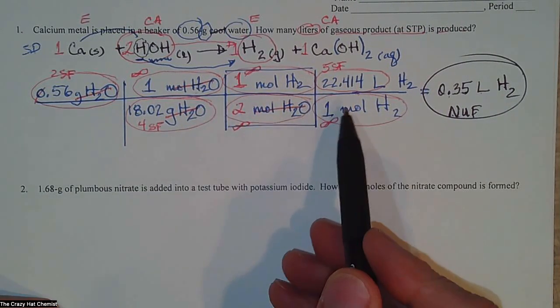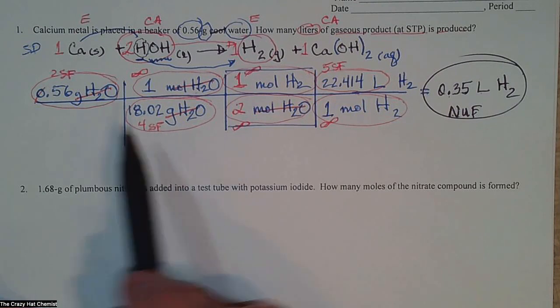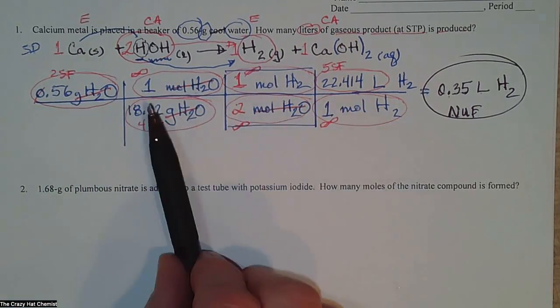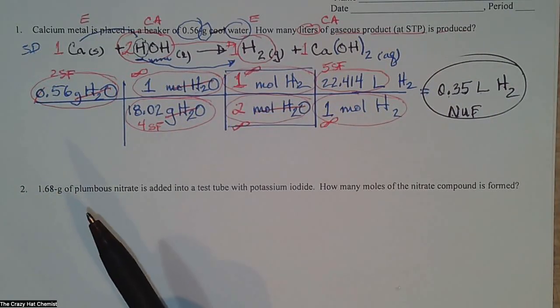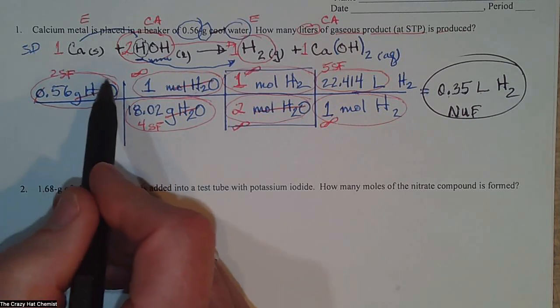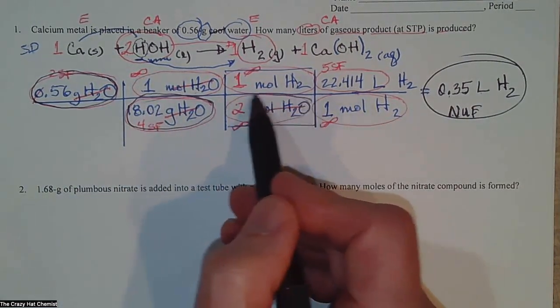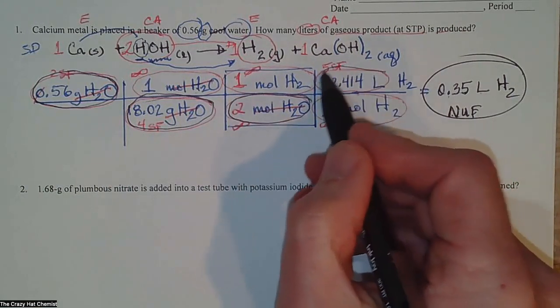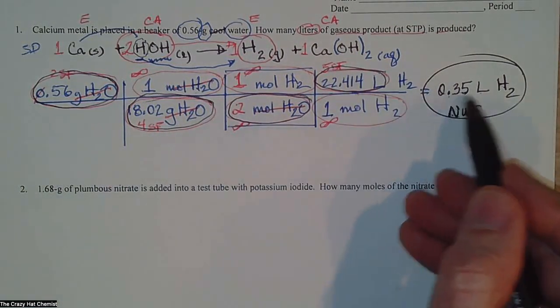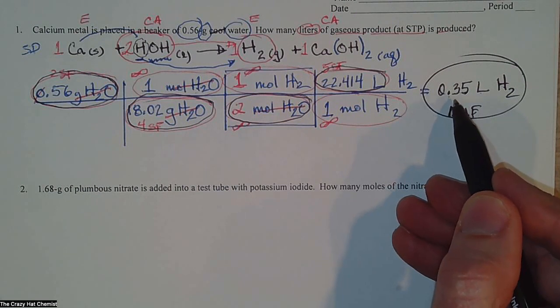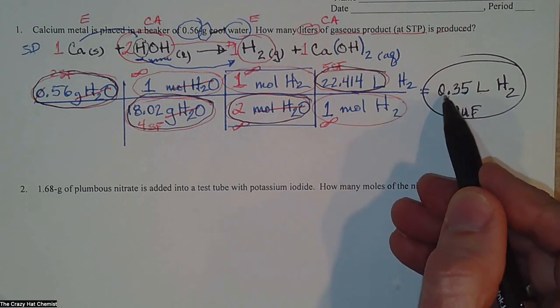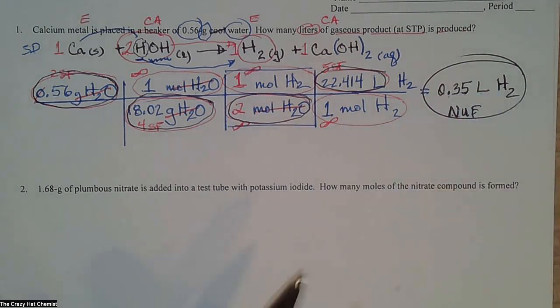By the way, when you are plugging this into your calculator, an alternate method is to just go one step at a time and also ignore the ones. Hopefully you understand that a number times one is that number and a number divided by one is that number. So you could take 0.56 divided by 18.02 divided by 2 times 22.414. That will end up being the same numeric value after two significant figure rounding, 0.35 liters of H2. All right, so that's problem number one. Hopefully you got that nailed.